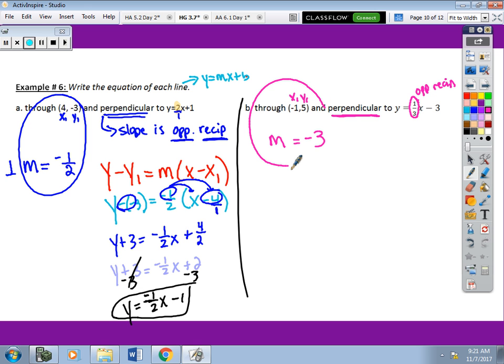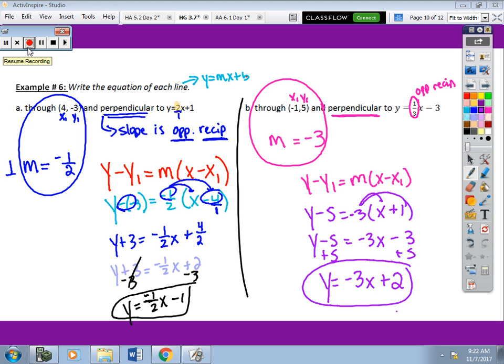And then you're going to do the same process, plugging in the point and the slope that we found. See if you can simplify that. They write it in standard form. So you just want to read the directions.